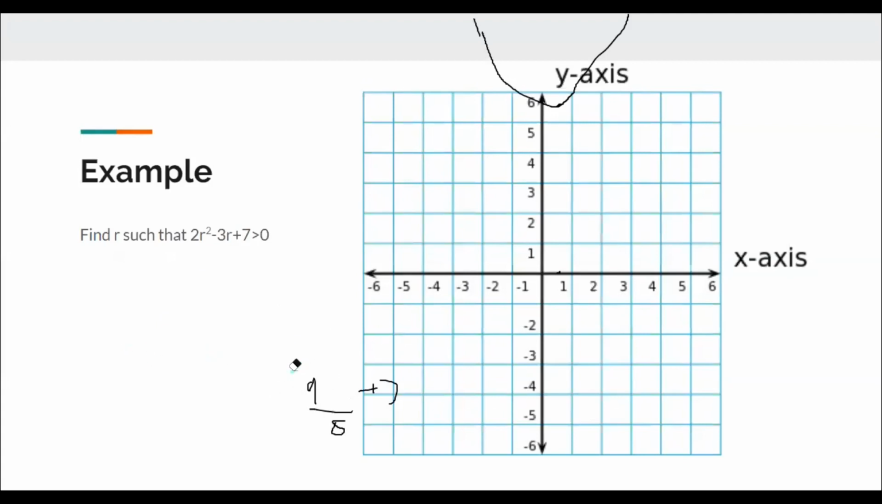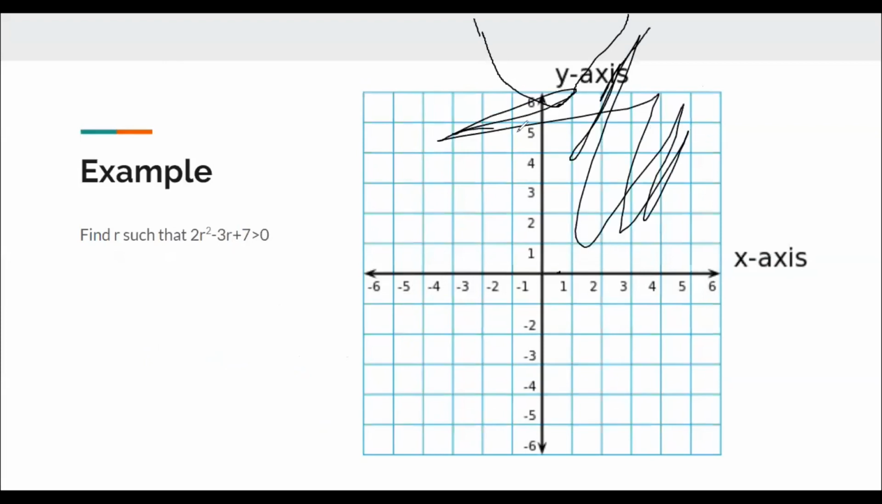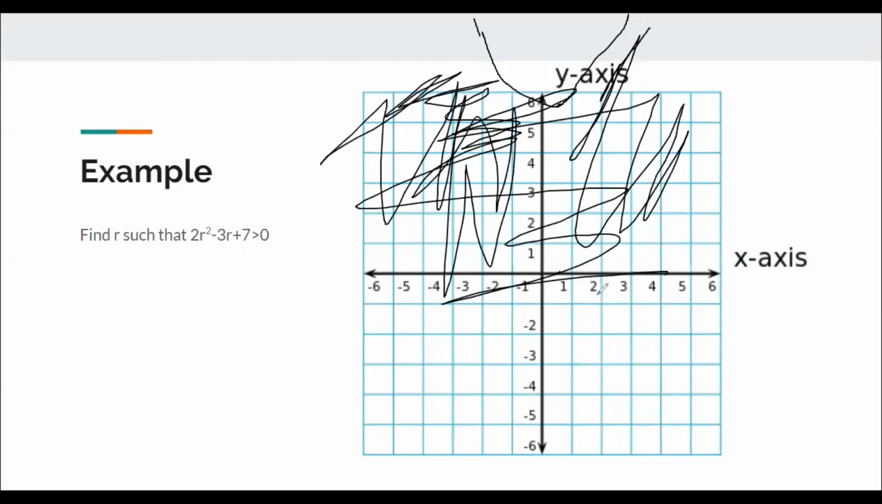Now we want to see, is it inside the parabola or outside the parabola? To do that, we can use similar techniques as last week, and we can simply take 0, 0. Let's just look at that point. At r equal to 0, is 7 greater than or equal to 0, which is true. So that means the outside of the parabola is your shaded region, or the part that satisfies this inequality. Anything inside the parabola won't work, or on the parabola.